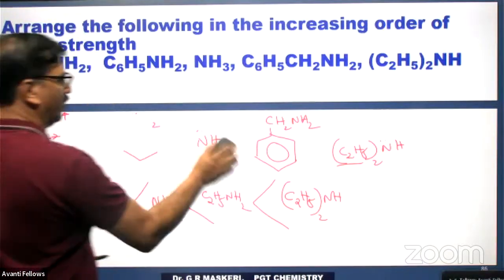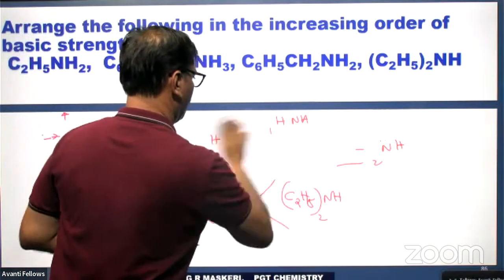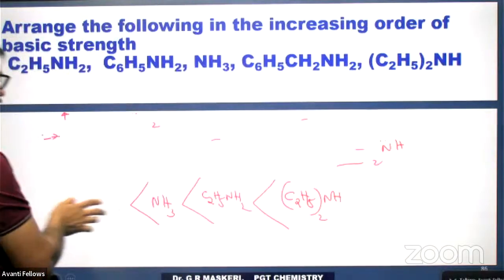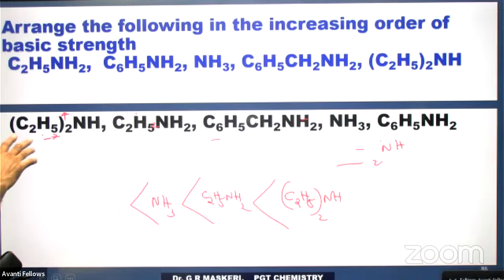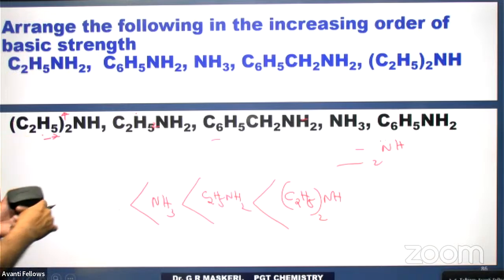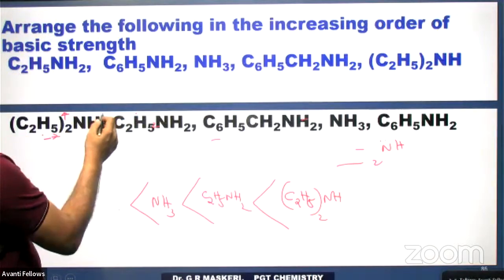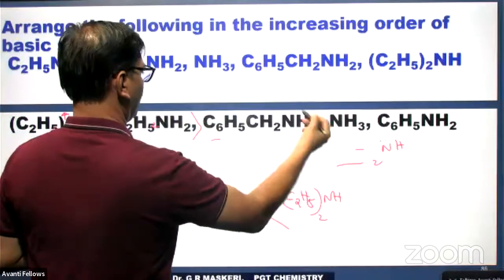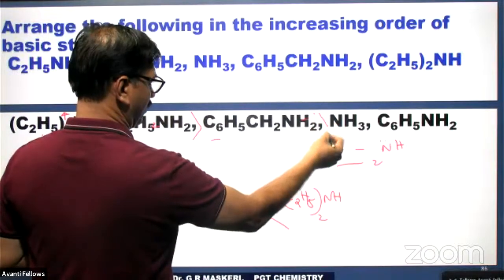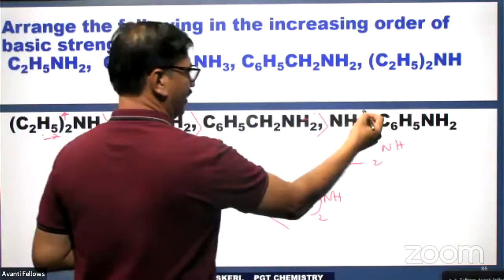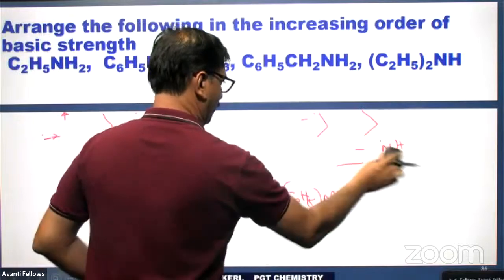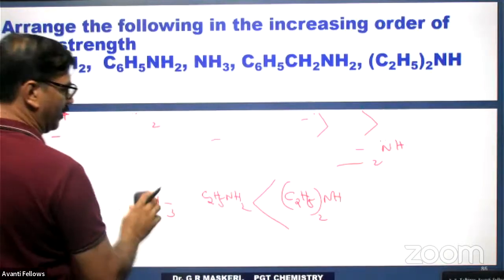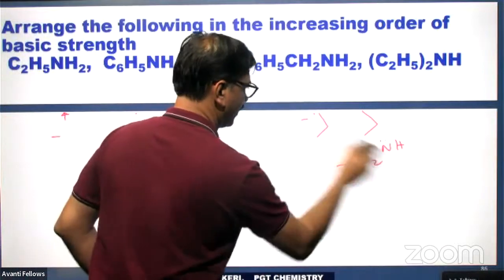That is the order of basicity, and you may have understood now. Okay, (C2H5)2NH is the highest one. This is not the increasing order, it is a decreasing order, right? Then C6H5CH2NH2, this is the order, and then NH3, then C6H5NH2. Okay, you may be confused a little. I will tell you once again.